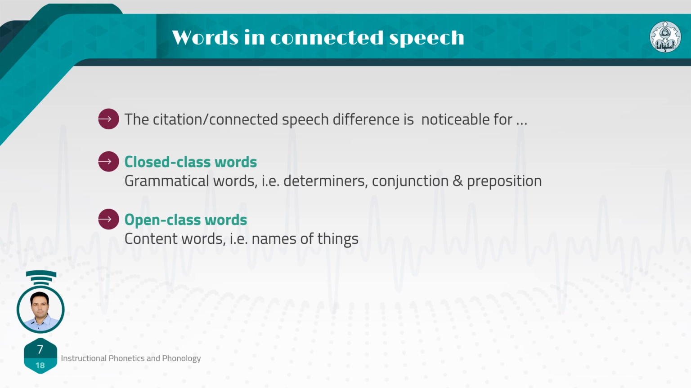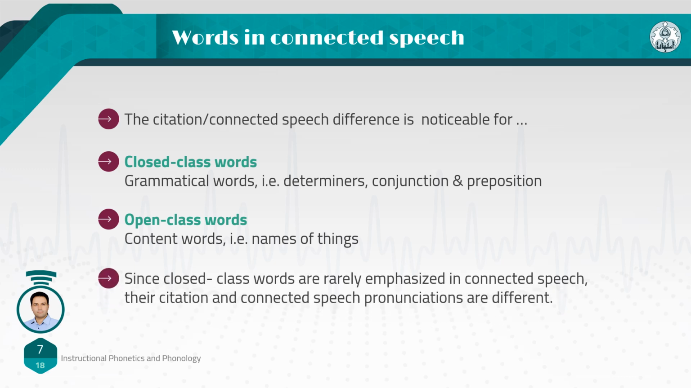The other one is open class words. For example, content words like names of things: book, blackboard, window, desk. These are examples of open class words. Since closed class words are rarely emphasized in connected speech, their citation and connected speech pronunciations are very different. But for open class words, the difference between connected speech and citation speech pronunciations is not that much.